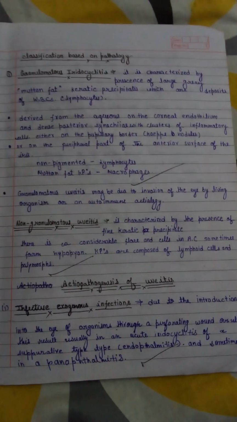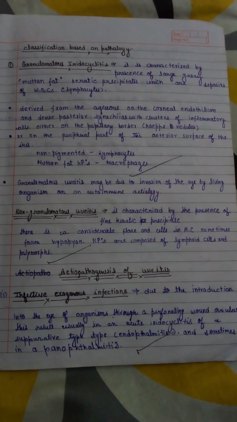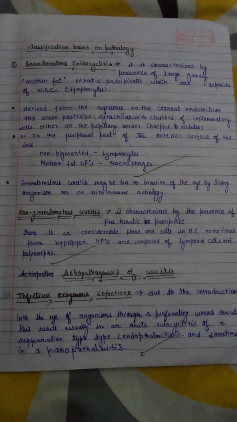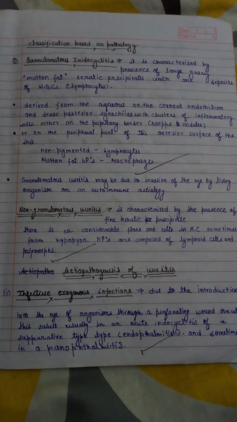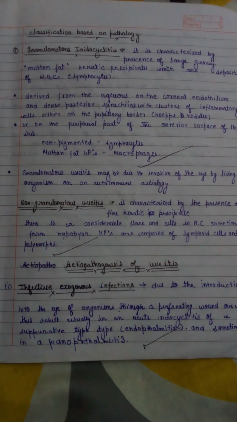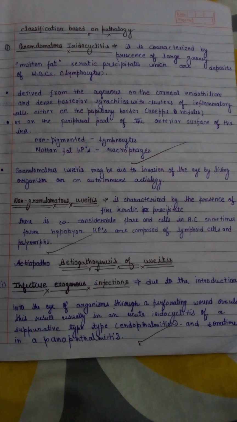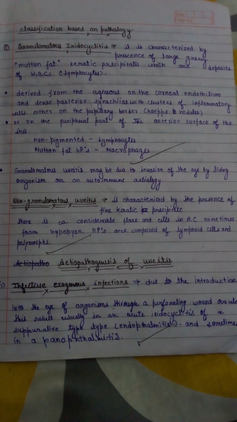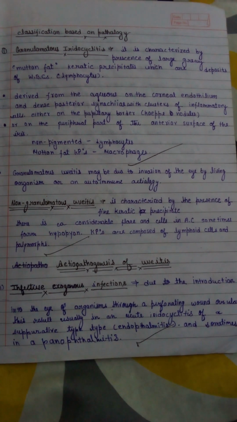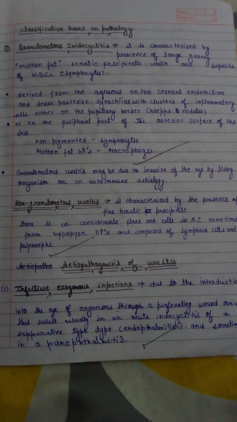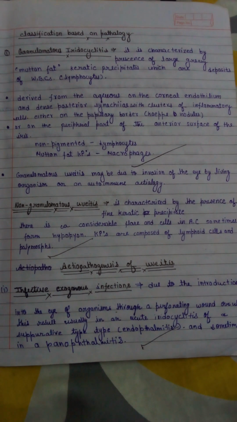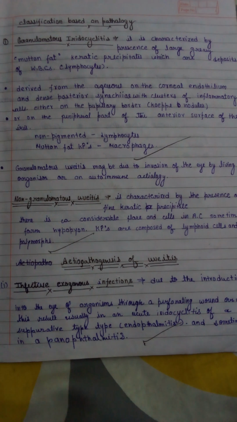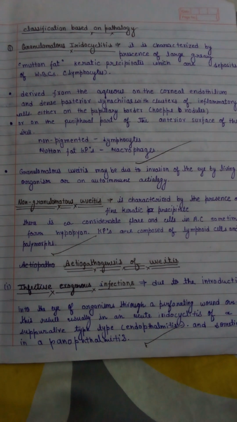So, classification based on pathology. Granulomatous iridocyclitis. It is characterized by the presence of large greasy mutton fat keratic precipitates which are deposits of WBCs or lymphocytes. So it is characterized by the presence of large greasy mutton fat.